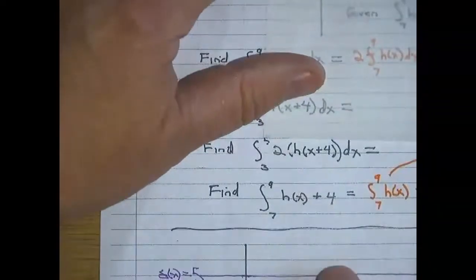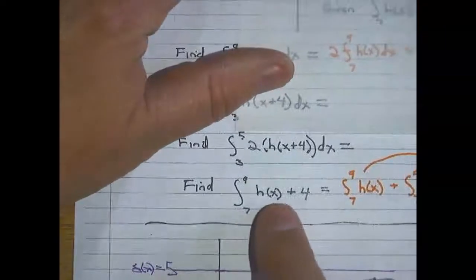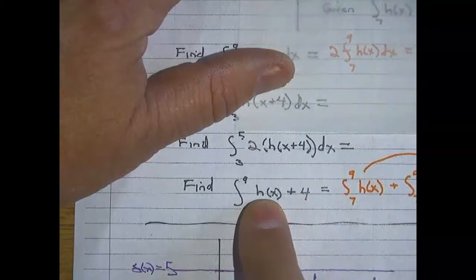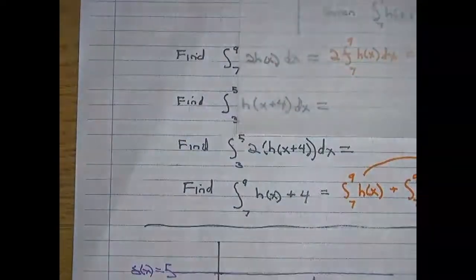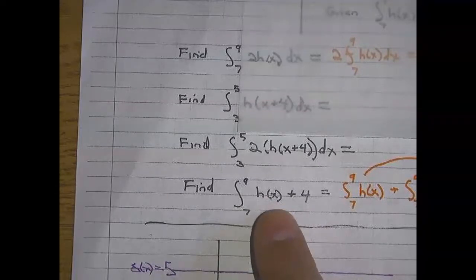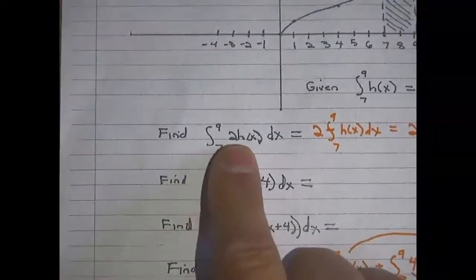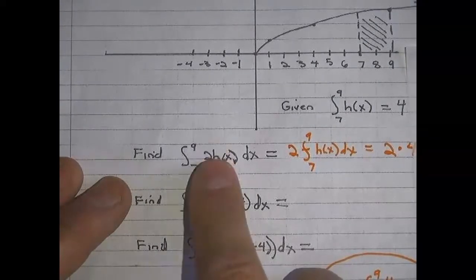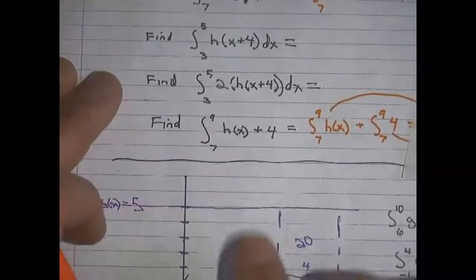Okay, now let's just demonstrate what this thing looks like geometrically. What does h of x plus 4 do to this graph? When you take h and you add 4 outside, what does it do to the graph? Remember, this vertically stretched the graph by a factor of 2. So each y coordinate, we took it and multiplied it by 2. What does this do?